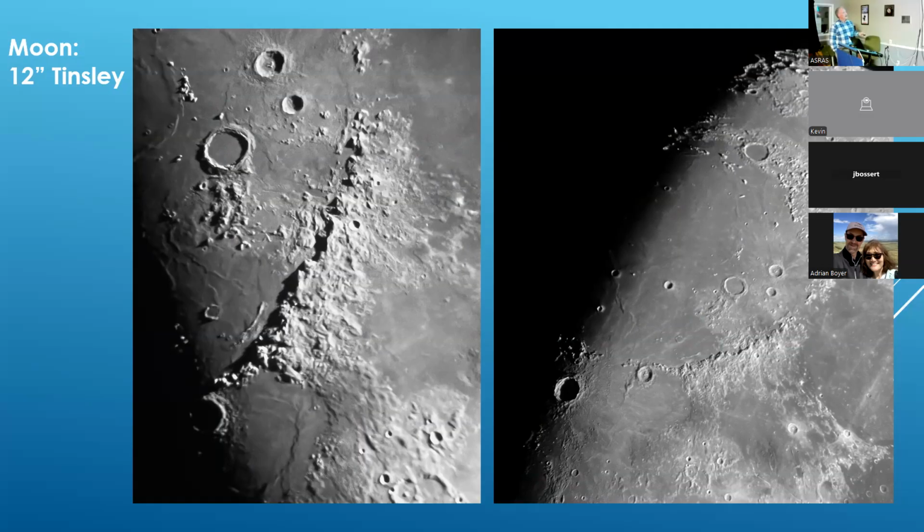And then, this is a lower magnification view. The Tinsley is just great visually for the moon and if you want to do phone photography. I really recommend that scope because it has such a long focal length that it really zooms in right away with any eyepiece that you have.